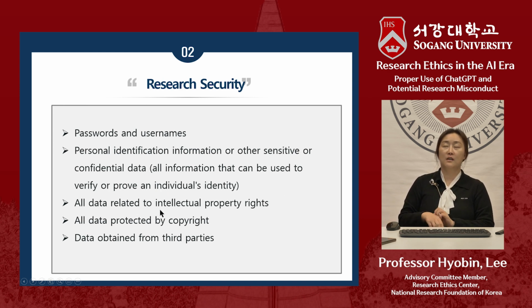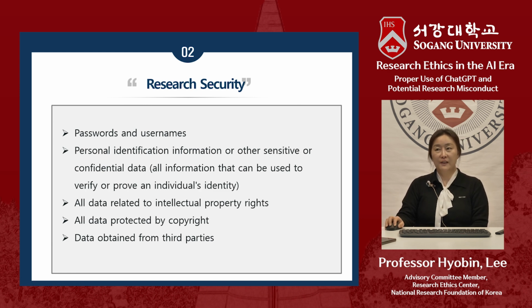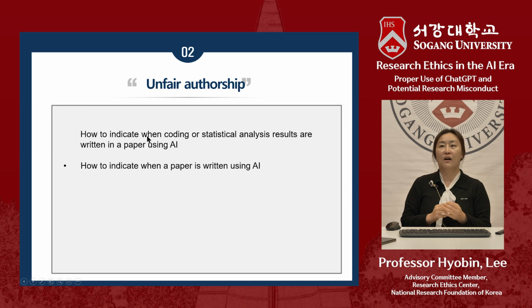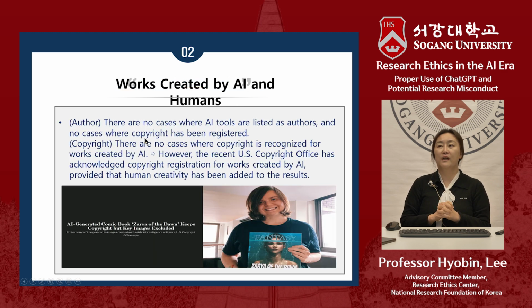So when ChatGPT came for the first time, people wondered whether we should put ChatGPT as an author or not. But these days they do not admit ChatGPT as an author because it's not a human being. So there are no cases where AI tools are listed as an author, and no case where copyright has been registered by ChatGPT or generative AI. But there was a case. There are no cases where copyright is recognized for works created by AI.